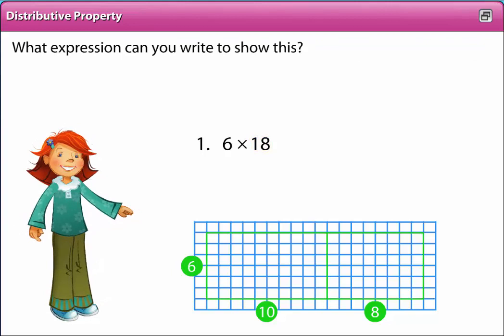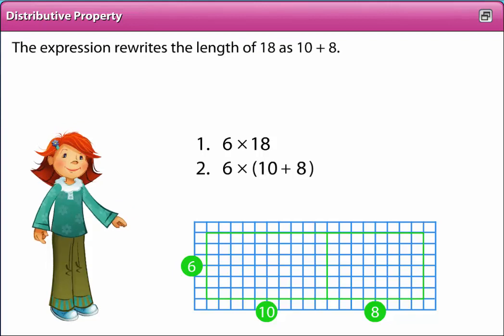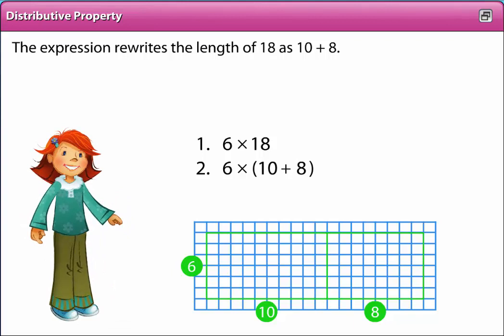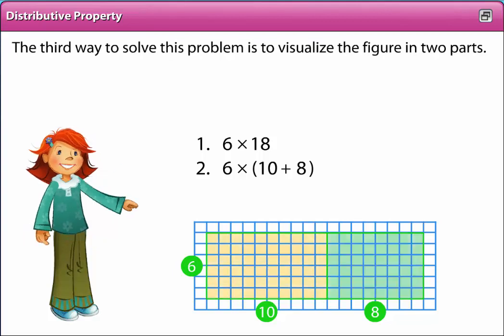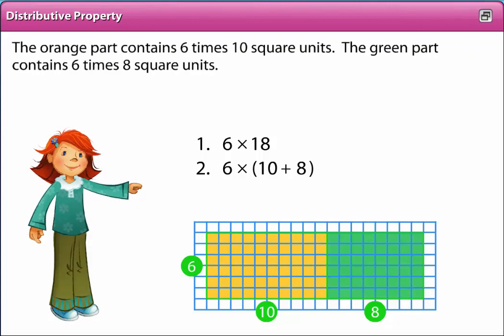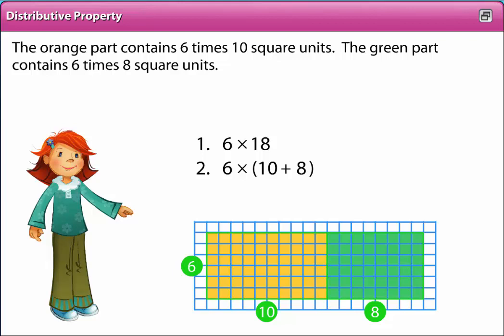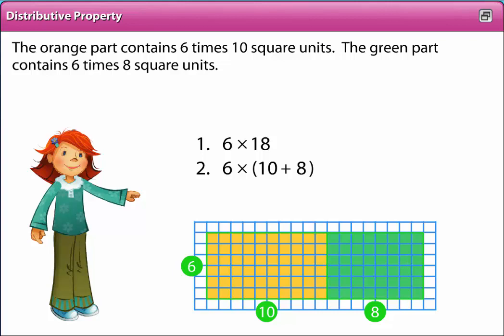What expression can you write to show this? The expression rewrites the length of 18 as 10 plus 8. The third way to solve this problem is to visualize the figure in 2 parts. The orange part contains 6 times 10 square units. The green part contains 6 times 8 square units.